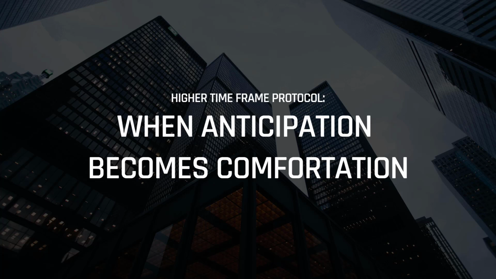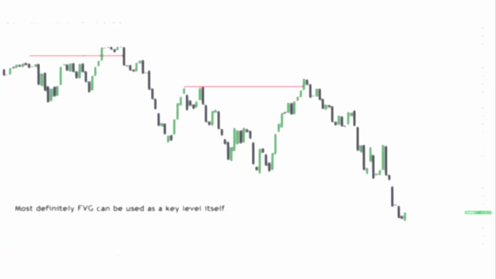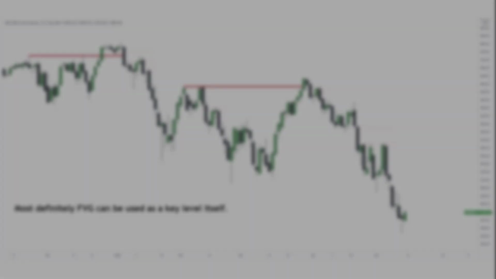So let's talk about when anticipation becomes confirmation. Now, what I mean by this is you have a key level here and you're anticipating a sell-off here. But when does that actually get confirmed? So let's talk about that.